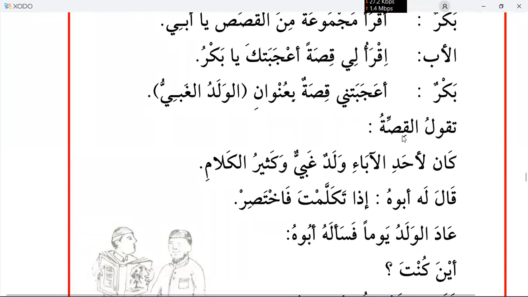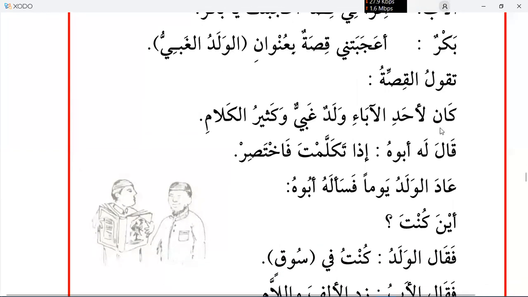Bakr says, Al-Qissa, the story, says: Kana li ahadi al-aba', one of the parents had a boy, ghabiyun, stupid, wa kathirul kalam, and talkative, the person who speaks a lot.